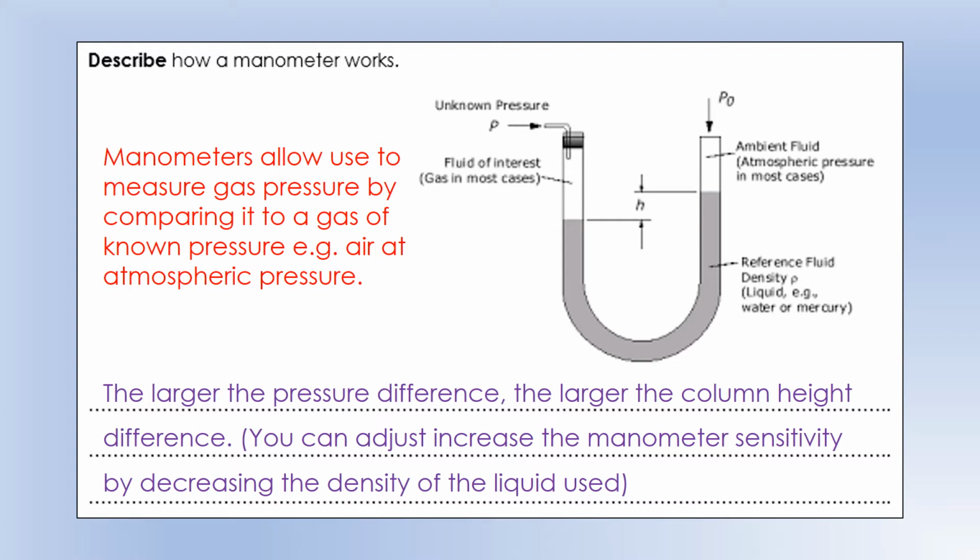So if we want to know what the unknown pressure is, we'd need to know the fluid density that we've used. We need to know the height difference between those two, and then we could calculate the pressure difference. Just incidentally at this point, we could change the sensitivity of our manometer by selecting an appropriate fluid. If you use a less dense fluid, you get a bigger height change, which means it's more sensitive, but that is at the sacrifice of reduced range. But we'll talk about that a bit more later on.